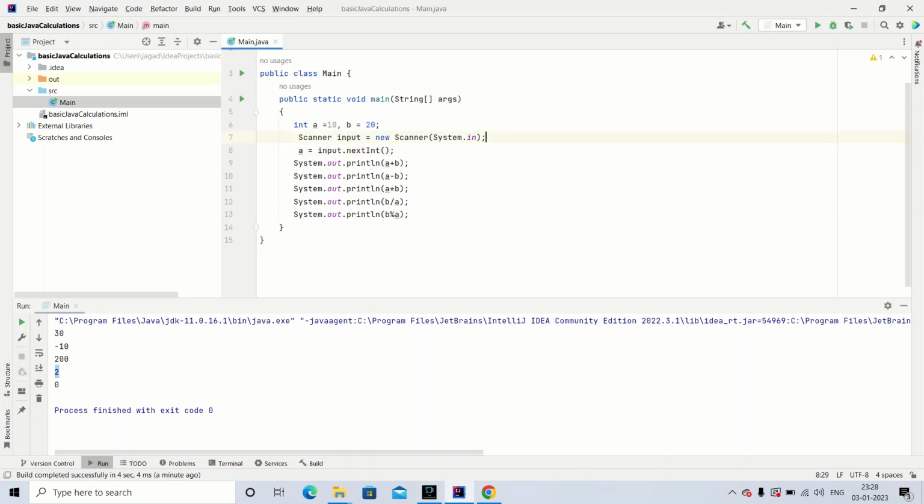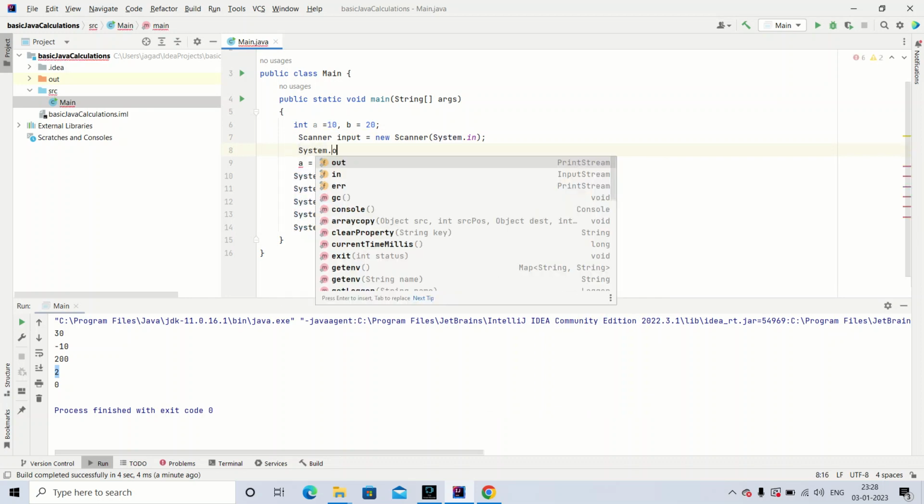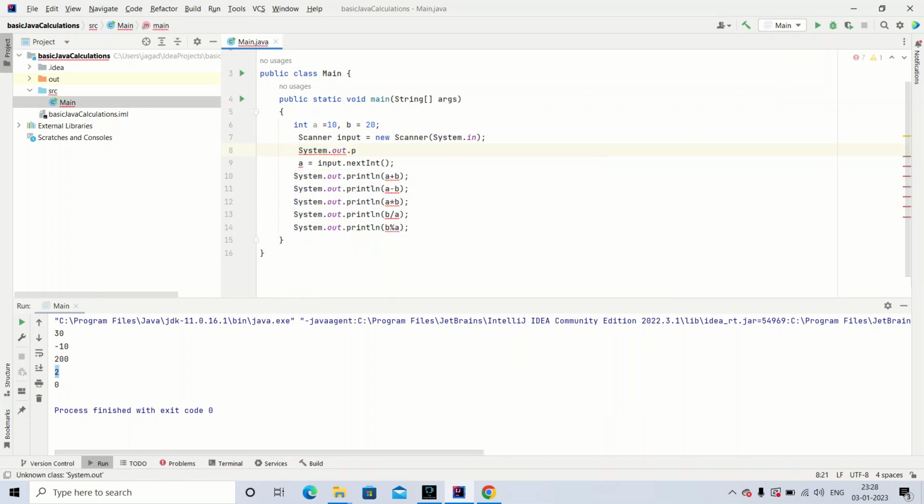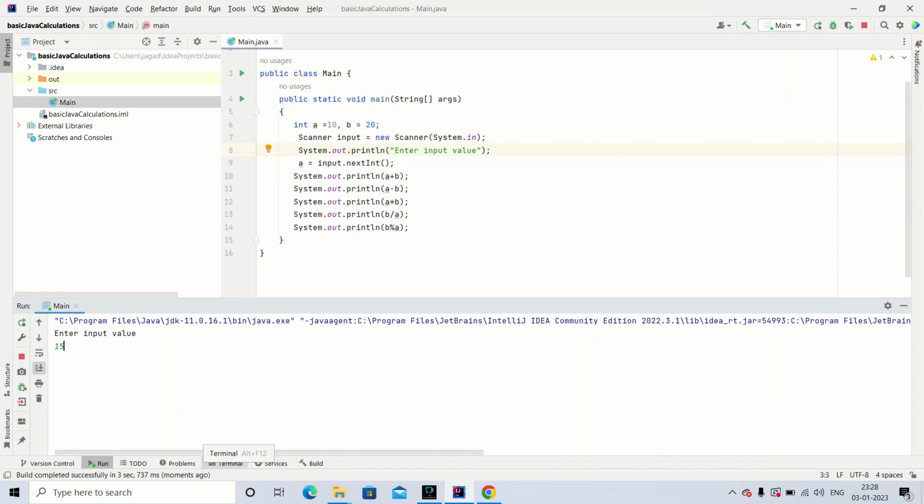Let's check it. Before checking whether it's working or not, let's set one of the println statements and the input value. Let's execute this. See, here it's asking the input value. Here I declared 10. Let me declare it as 15.